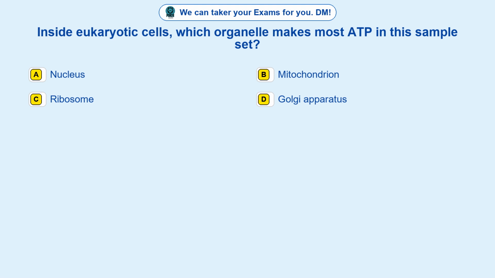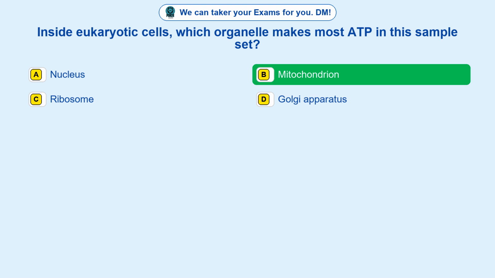Question 2. Inside eukaryotic cells, which organelle makes most ATP in the sample set? Option A, nucleus. Option B, mitochondrion. Option C, ribosome. Option D, Golgi apparatus. The correct answer is option B, mitochondrion.